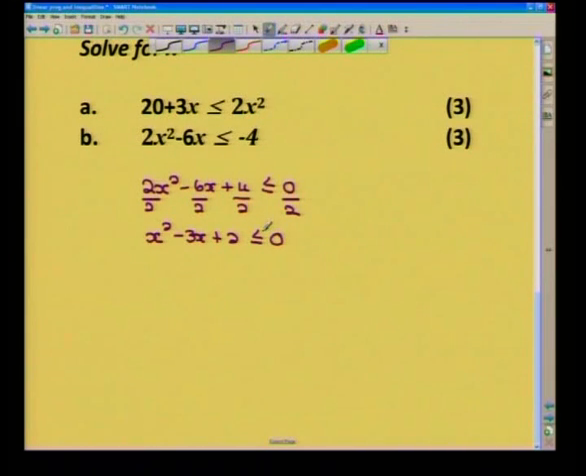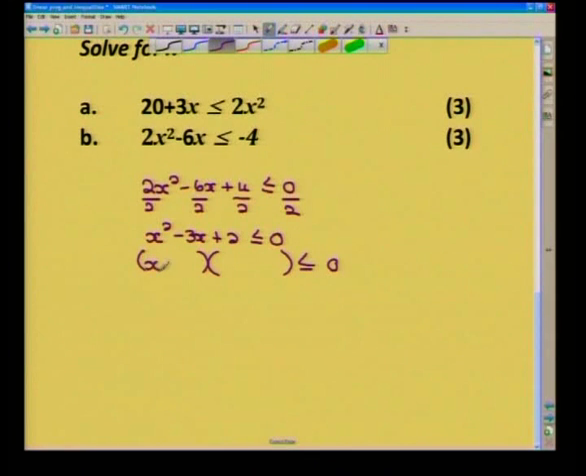Right, what is your step 2? Your step 2 is let's factorize it. So we factorize. And this is a lovely one to factorize, nice and simple. 2 and 1, a minus and a minus. And we now get our critical values. Critical values are 1 and 2.